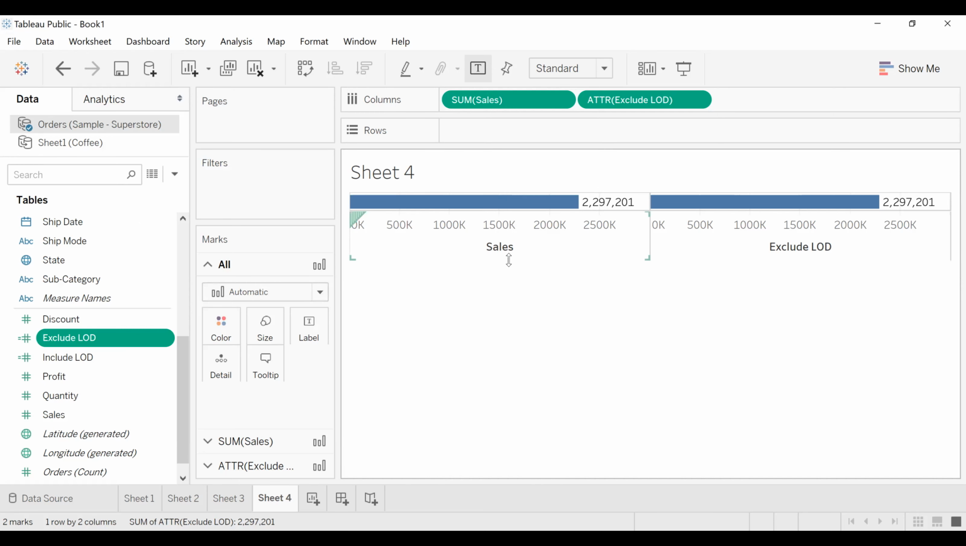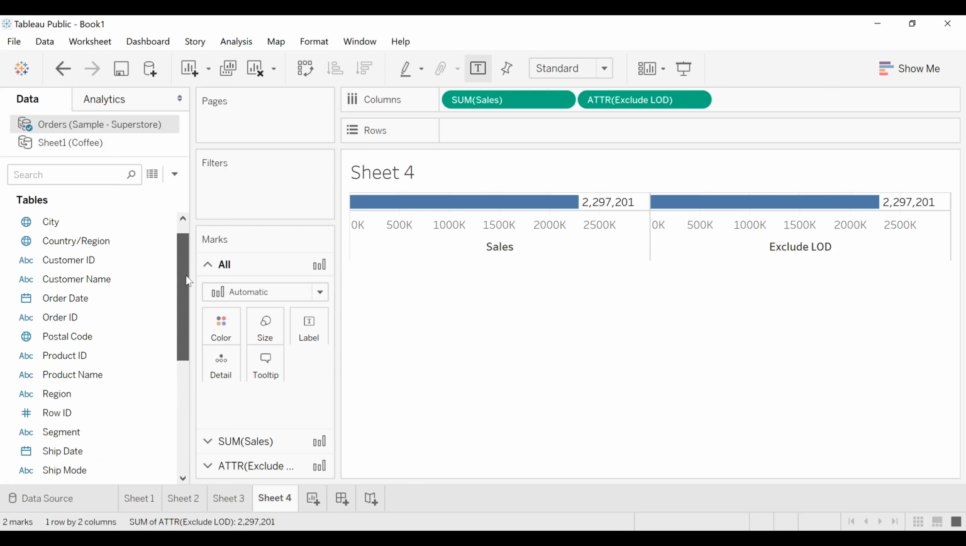There is no level of detail defined at the view level. There is no dimension. So it will show the total value for the data present in my sample superstore, because at the view there is no grain, and anyway I'm subtracting from the expression. As there is no level of detail defined for the view, it will show the entire data present in my sample superstore. But you will see the change as soon as I bring the region here.